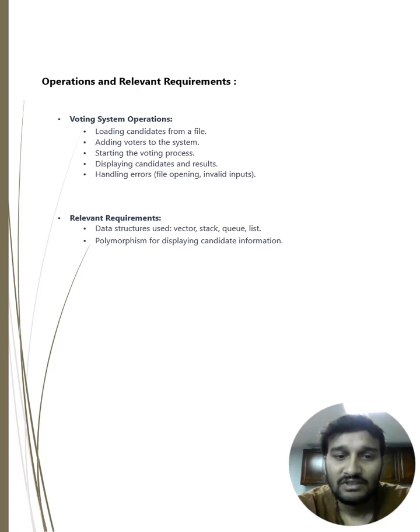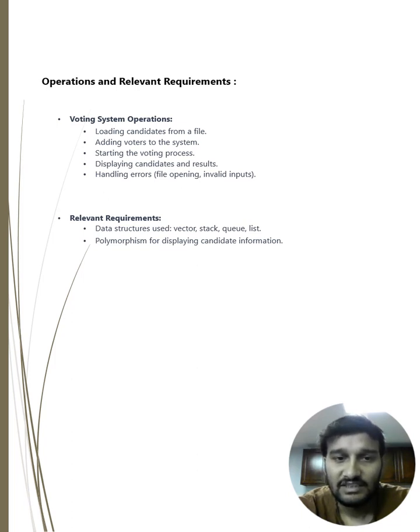Voters input their choice with the candidate's index, and the program increments the candidate's vote count while moving the voter from the waiting list to the list of those who have voted. Next is displaying sorted candidates. In the voting system class, we have the display candidates sorted method. This method uses a binary search tree to display candidates in alphabetical order based on their names. It shows the list of candidates sorted by name.